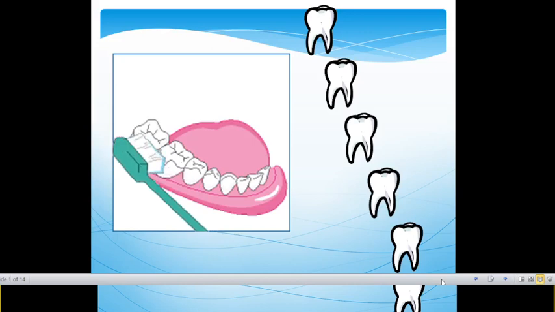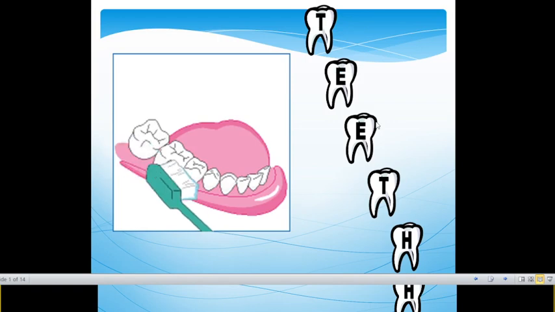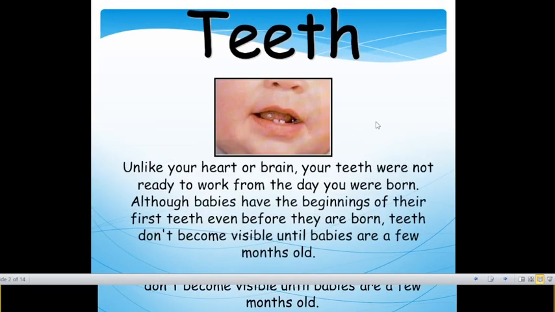Alright students, let us start the teeth. In this video we are going to discuss the teeth, their histology and all that. In your first image you can see that a brush is applied to one of your molar teeth. The spelling of teeth is T-E-E-T-H.